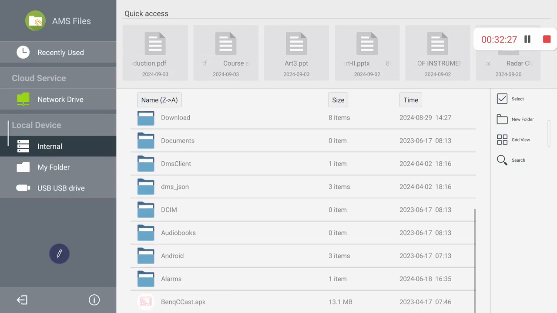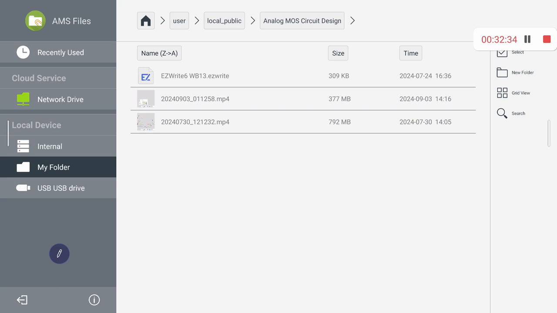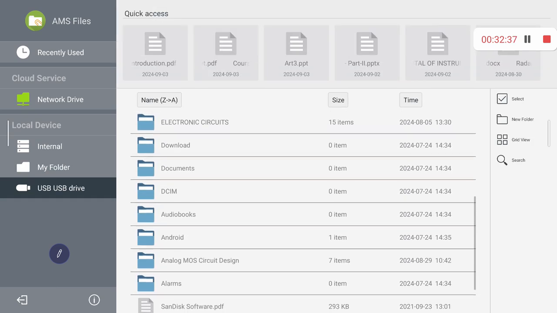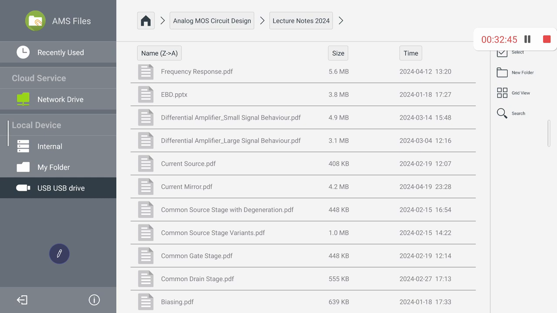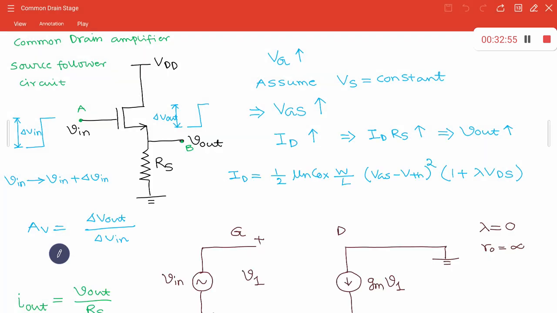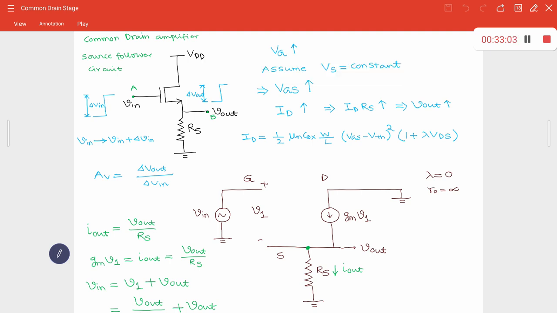Now let me move to the last part of our discussion. Having discussed the common source stage, common gate stage, and the common source, common gate cascade or cascode amplifier, this is the last topic of this unit: the common drain amplifier.